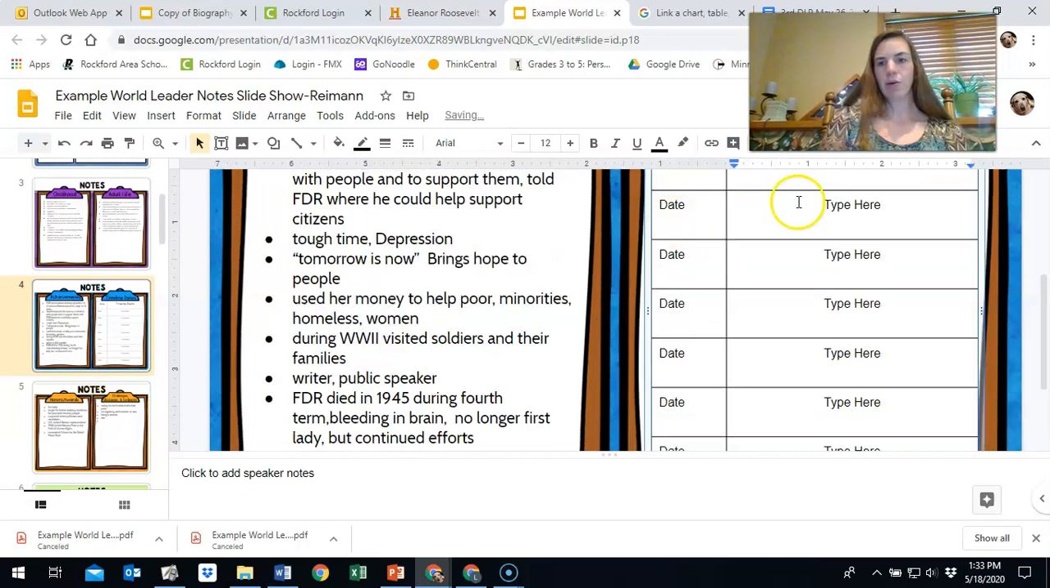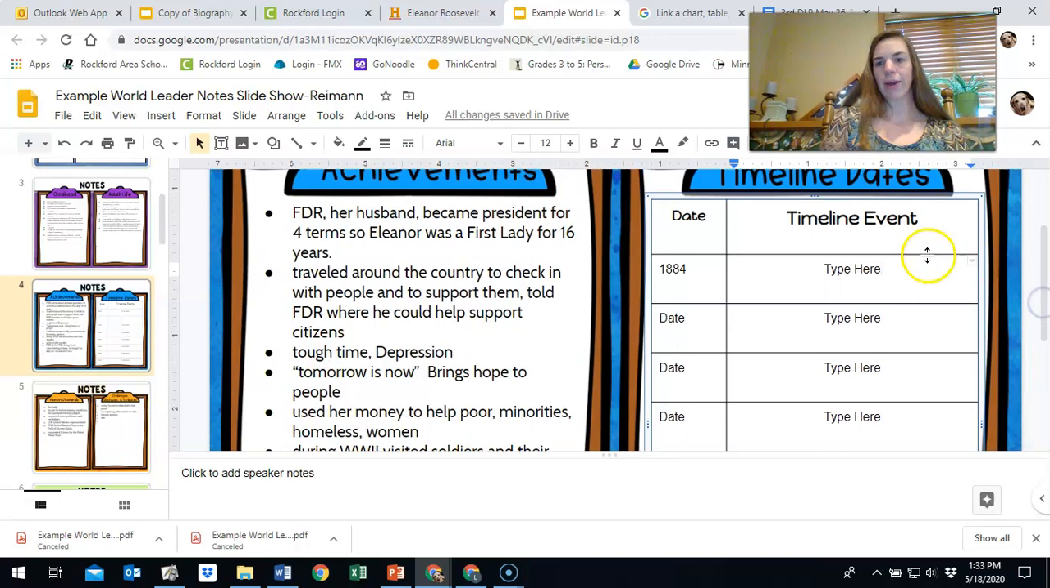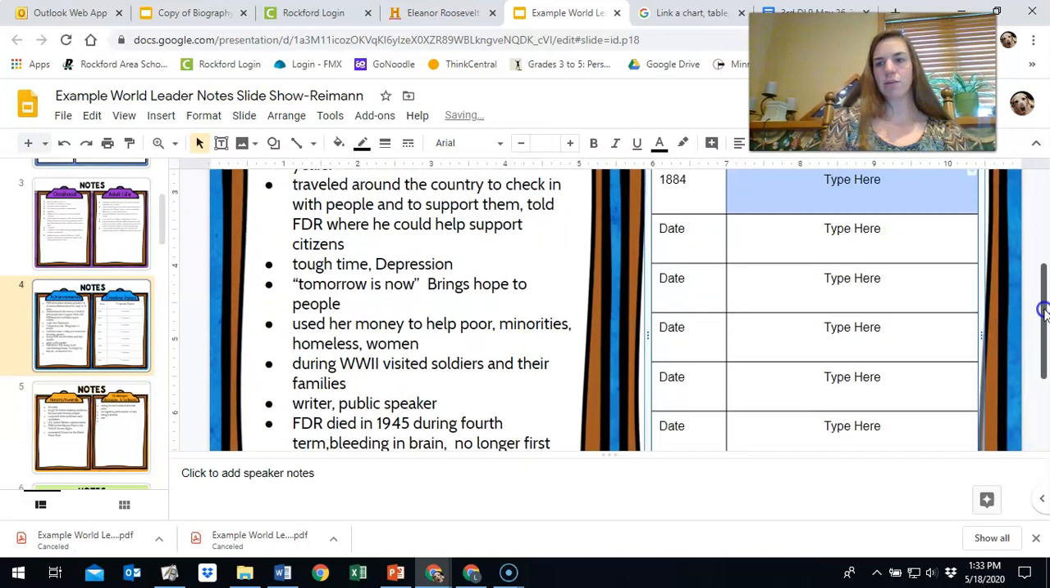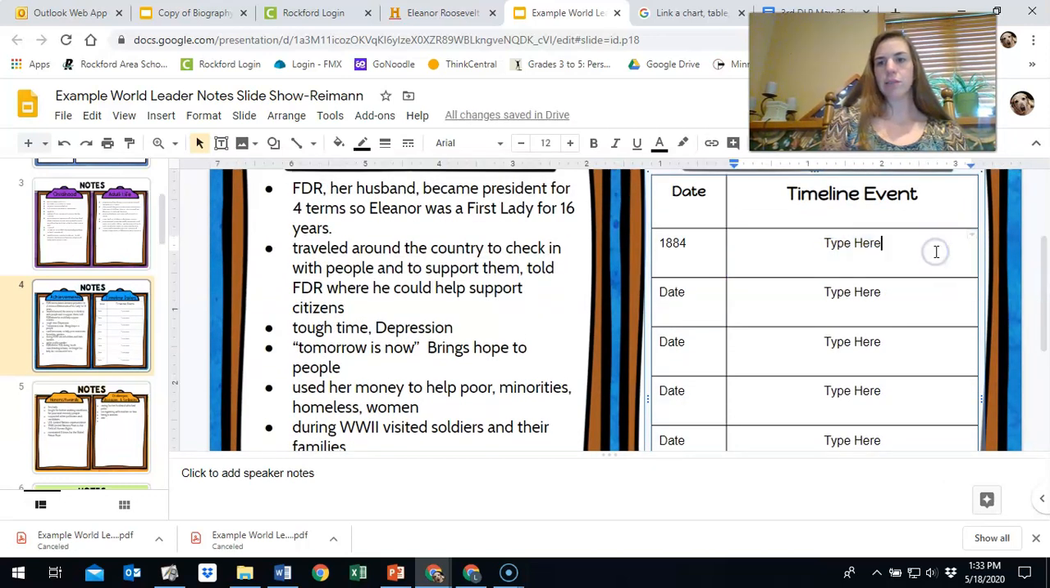1884, and then I'm going to go over to my next box right here, and I'm going to say what the event was. So that was when Eleanor, and I'm going to be more specific over here, October 11, 1884. It's up to you if you want to put that in here or if you want to put October 11, 1884, whenever your world leader was born, in the date section. So I'm only going to put my years in my date section, and then I'm going to put the exact date, if I have it, in the event.